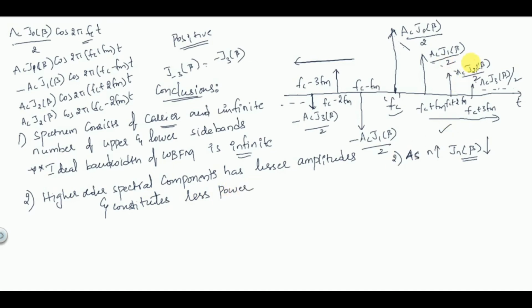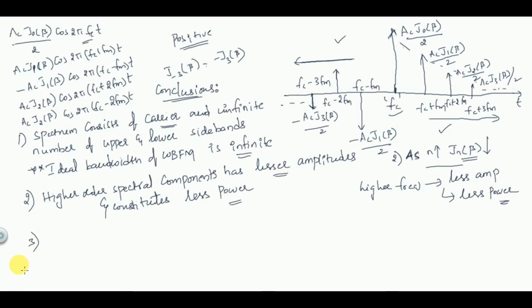Okay, so the power present in that is very less, because amplitudes are decreasing as n value is increasing. As n value increases, Jn of beta value decreases, so higher frequencies will have lesser amplitudes, and therefore, due to lesser amplitude, they will have less power. That is the second inference which we have got from this spectrum. By seeing the amplitudes only, we can say that as n value increases, amplitude decreases, and hence higher order spectral components have lesser amplitudes and constitute less power.